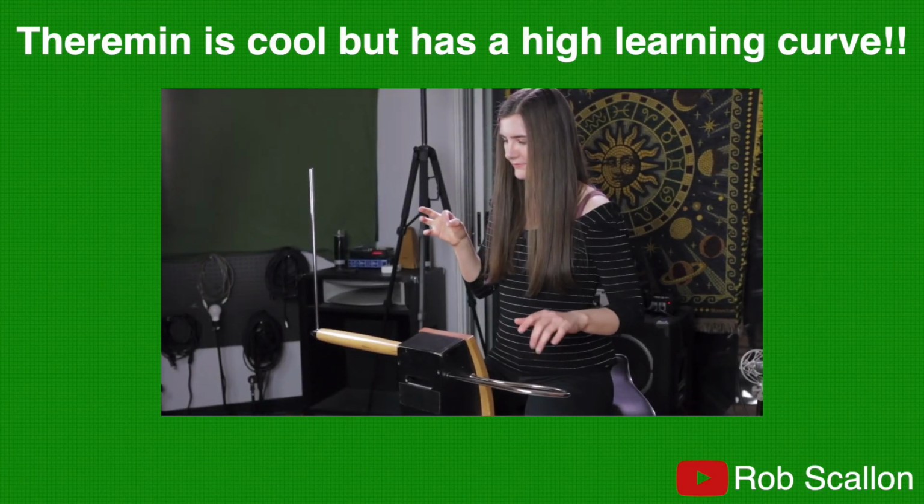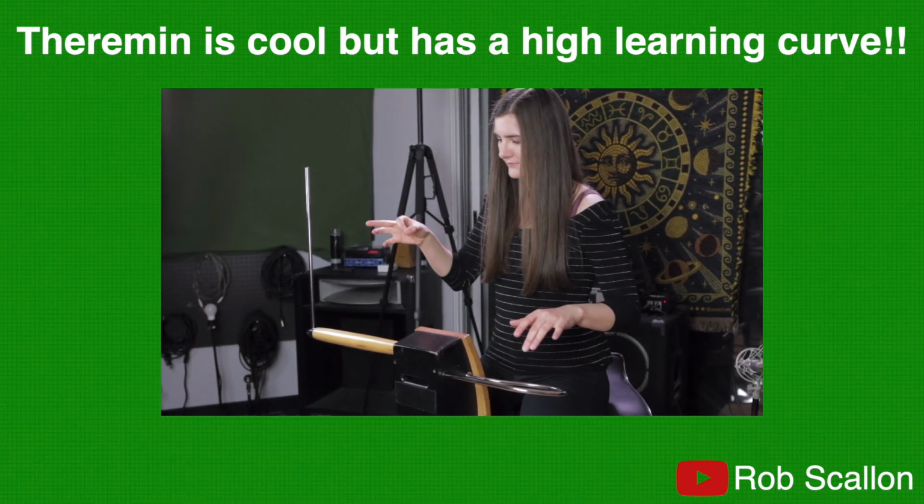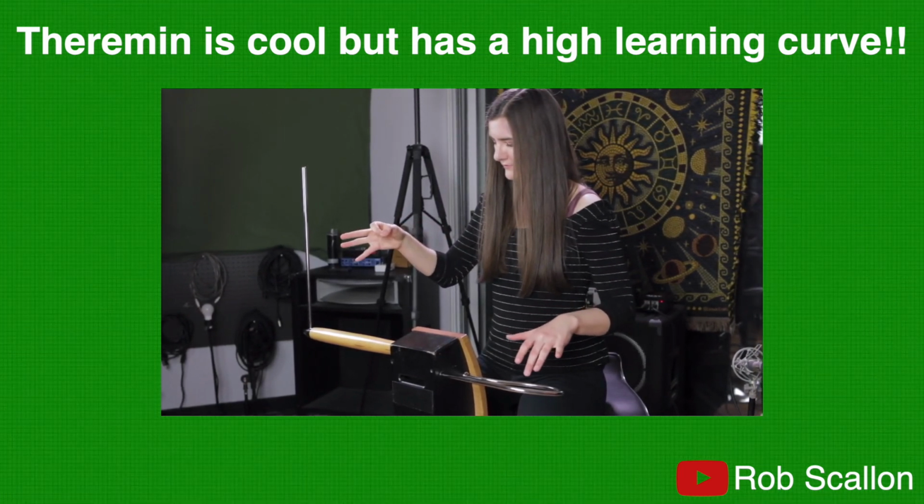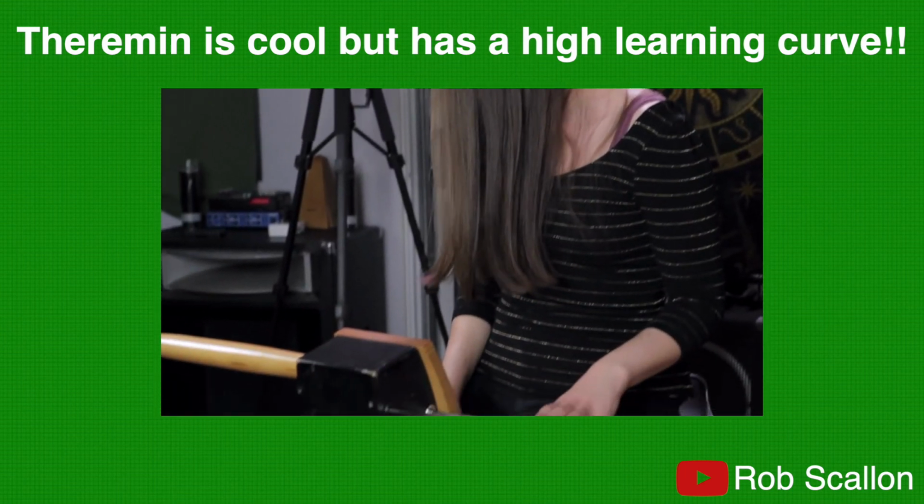In many new interfaces, there's a lack of visual and tactile feedback. Theremin is an example of this. This electronic instrument is performed by moving hands in the air. And this design resulted in an instrument that has a steep learning curve.